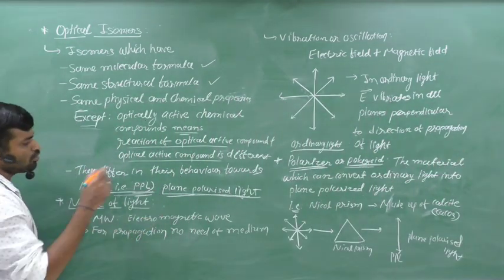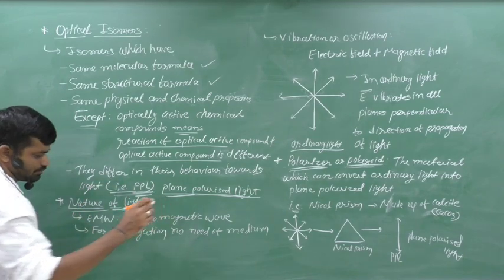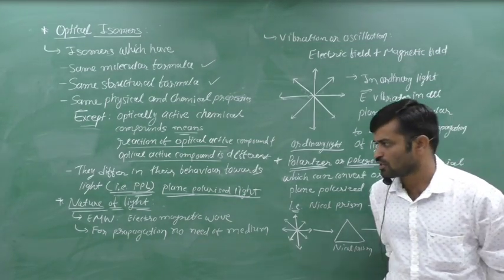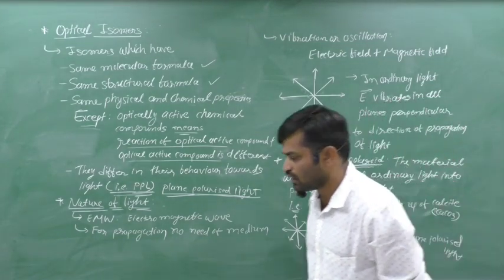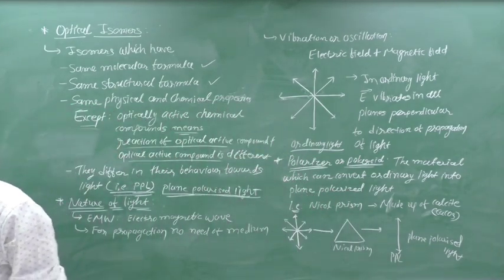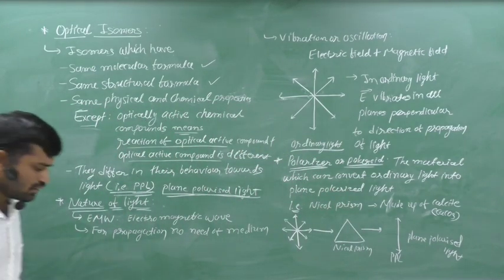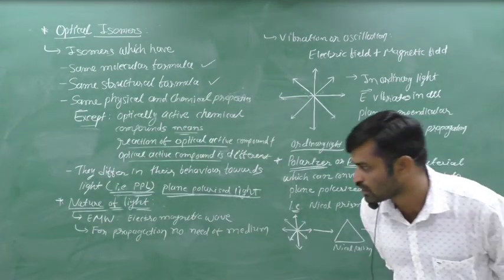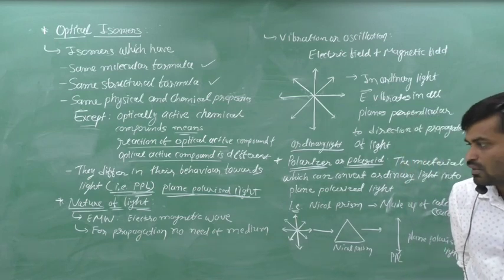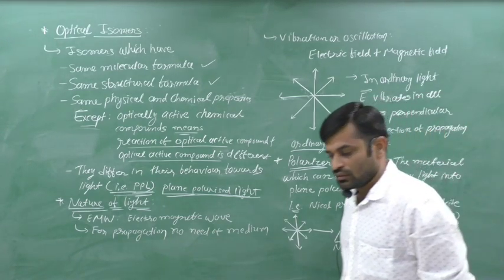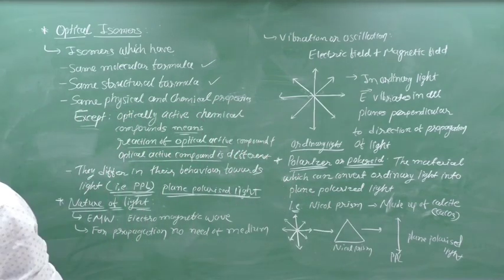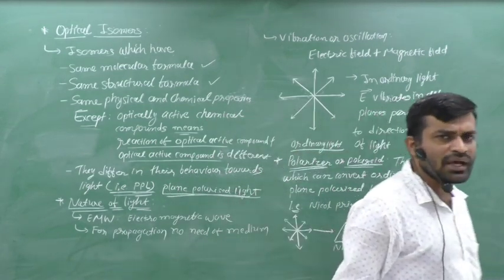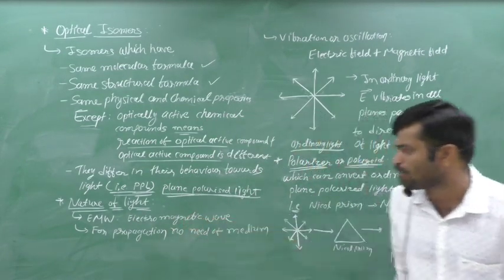If we study optical isomerism, we have to study light, because it depends on light. First of all, what is light and what is the nature of light? We will write some sentences about light. The first point is that light is nothing but EMW, an electromagnetic wave. Whether it comes from the sun or from ordinary light, a tube light or a lamp, it is an electromagnetic wave.